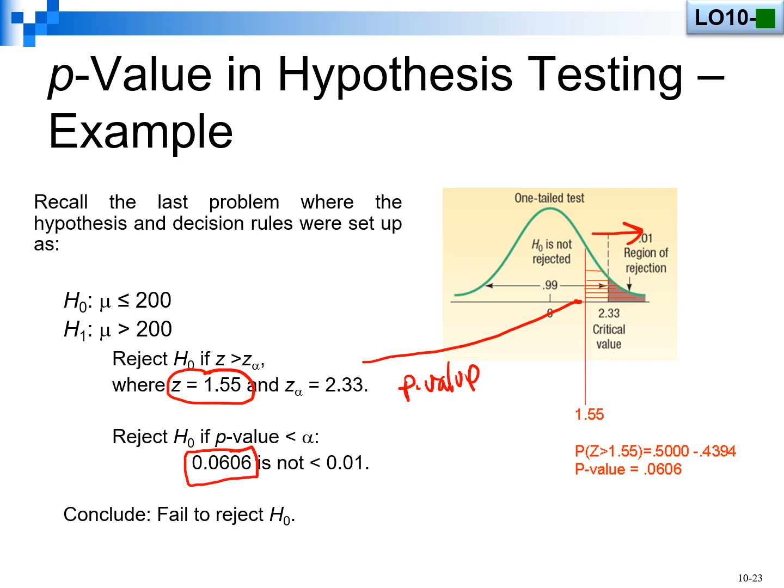0.0606. So then you do the comparison. Is that value less than or equal to alpha? And of course, that is false. It is not. So you get the same conclusion, which is do not reject. So just to go back, if this p-value were less than alpha, then you would reject the null. But because this is not, that's why you say fail to reject the null.